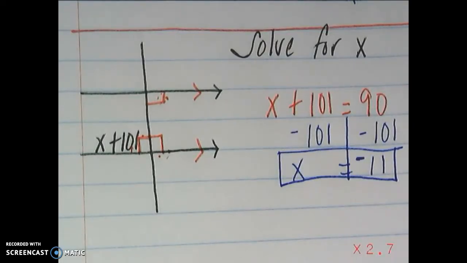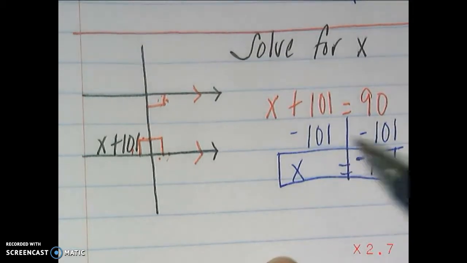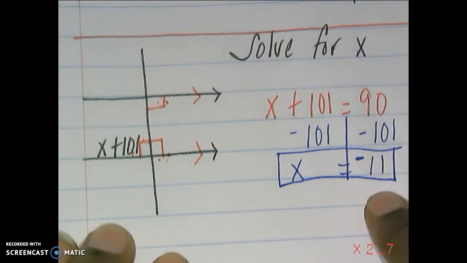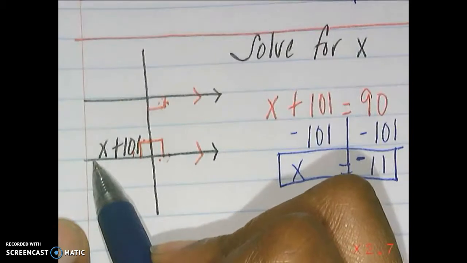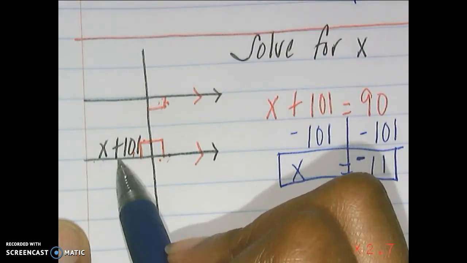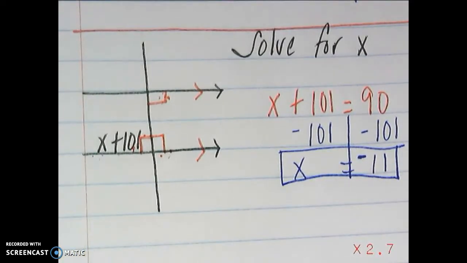So when we subtract 101 on both sides, we get x equals negative 11. To check to see if our answer makes sense, we can plug in negative 11 for x, and negative 11 plus 101 is going to be 90 degrees. So we know that we did it right.